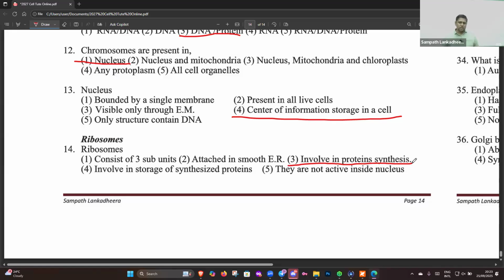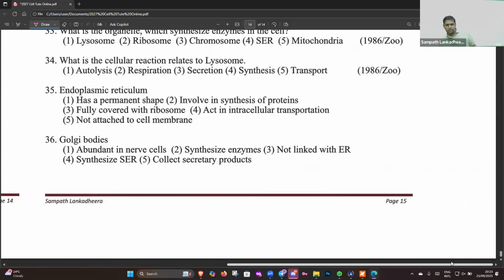Involved in storage of synthesized proteins? No. Ribosomes are not active inside the nucleus. Yeah, that's correct. This is also correct. That's correct, people. So we have 2 answers here for this question, 3 and 5. You can take both as the answers. Moving to the next page.